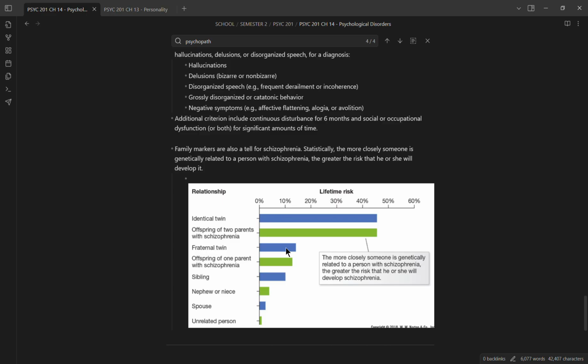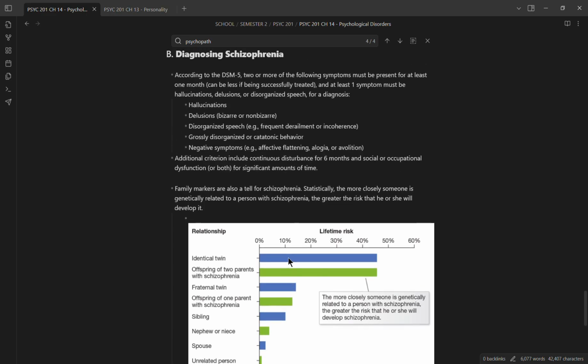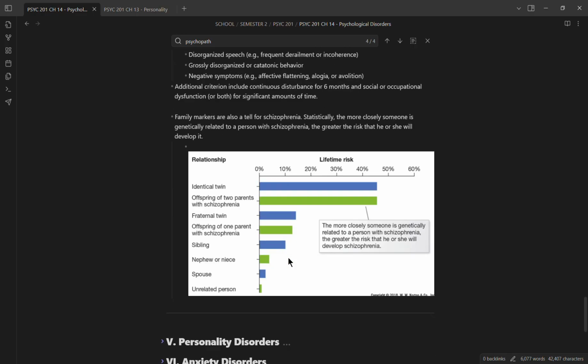Family markers are also important. They're a good tell for schizophrenia, right? Statistically, the more closely someone is genetically related to a person with schizophrenia, the greater the risk that they will develop it. So it's unfortunate.